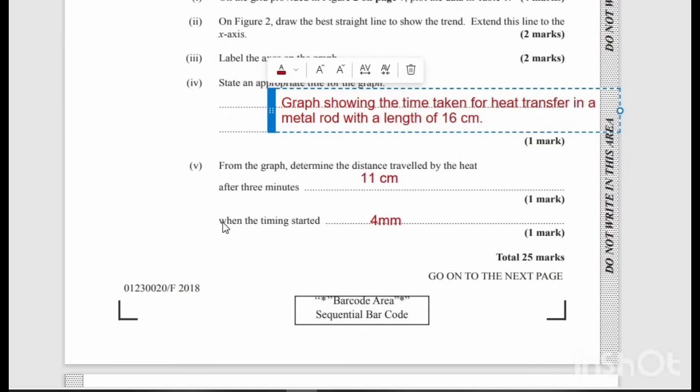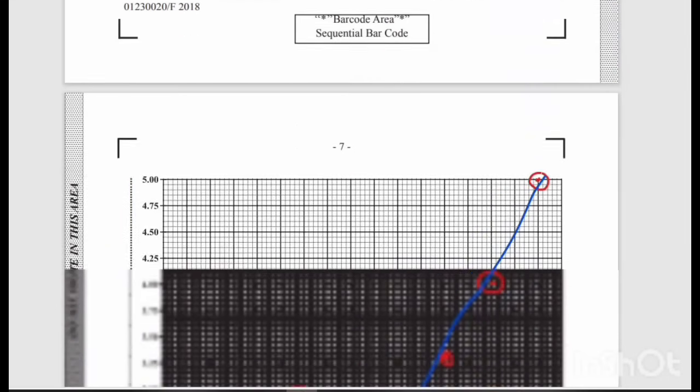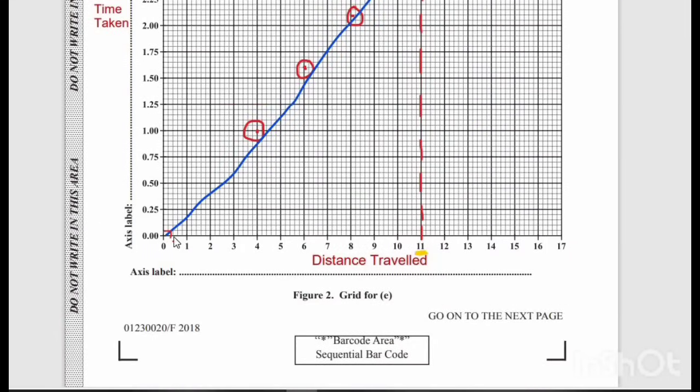Now it says also that we should determine the distance traveled by the heat when the timing started. Now looking at my graph, the timing would have started right here at 0. So as soon as the person started, that's when it would have begun. So I just drew my line out and touched where my line of best fit is, and I have about 4 millimeters right here, because if right here is 1 centimeter, remember we know that 10 millimeters equals 1 centimeter. So each of these smaller strokes would represent 2 millimeters. So I have 2, 4. So I would say 4 millimeters is the distance when the timing would have started.